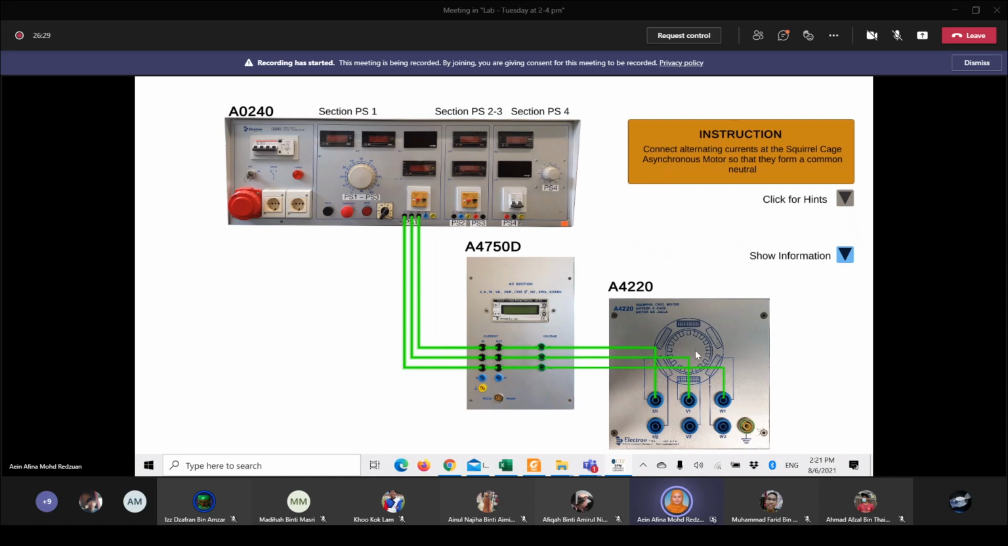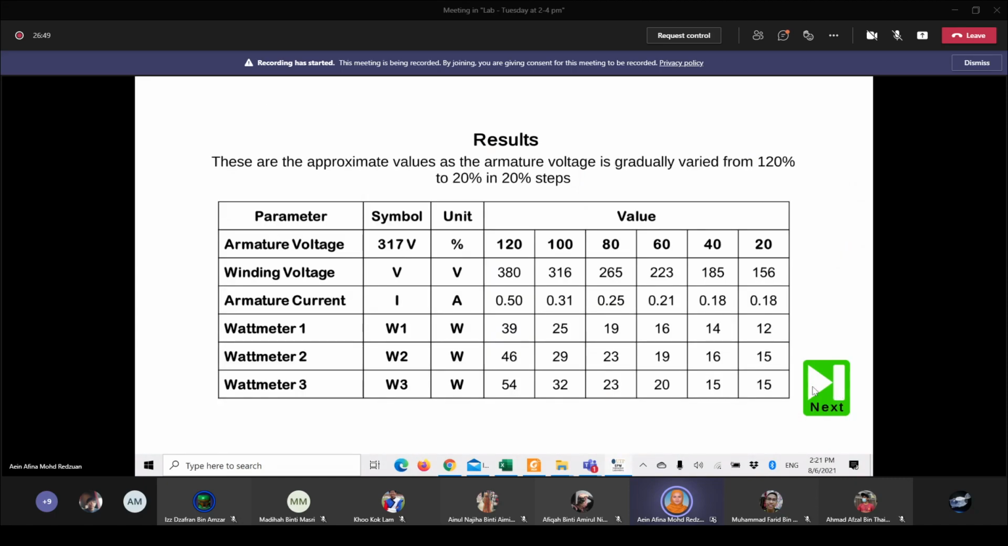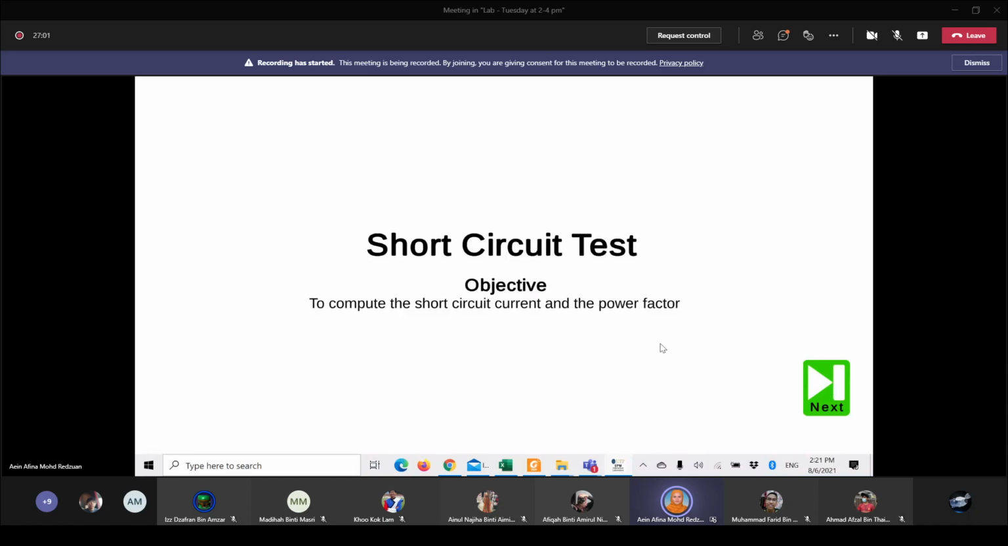After connecting from the power supply to the analyzer to the squirrel cage motor, you have to neutralize the squirrel cage motor. Then you will get the reading. These are the tables that I already briefed you. Copy the reading, but don't just copy. Comprehend the reading, do a graph, and discuss it. Okay, we are going to go to the next slide.